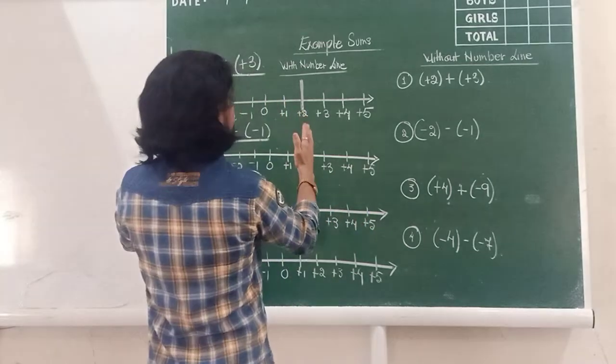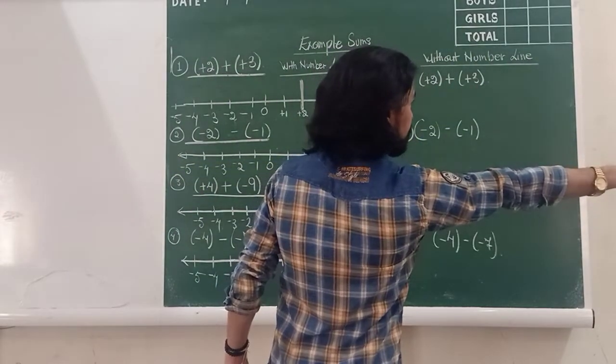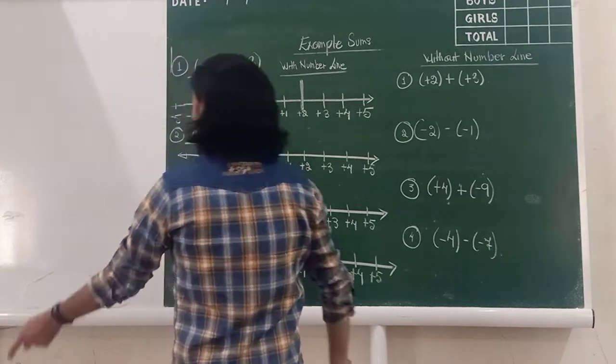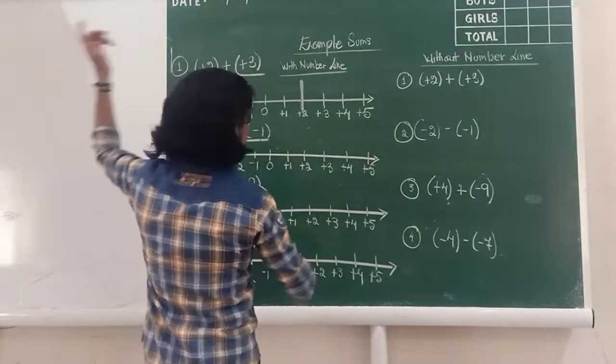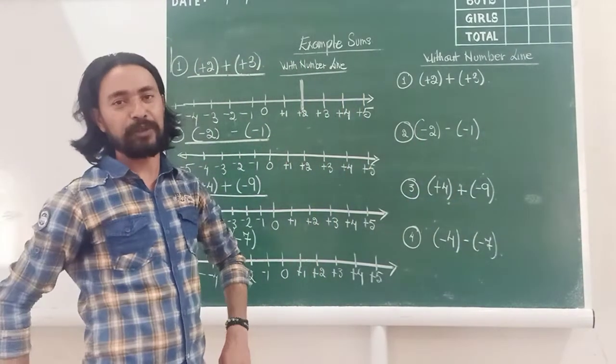If I am looking at the number line, add positives to the right, subtract positives to the left. Add negatives to the left, subtract negatives to the right. You have to know the direction, only then you will get the accurate answer.